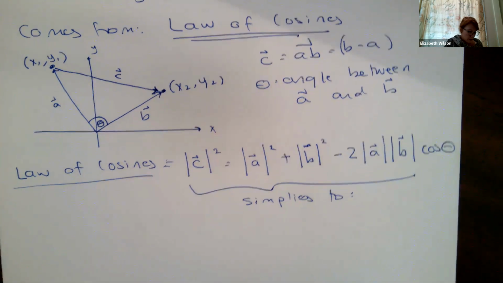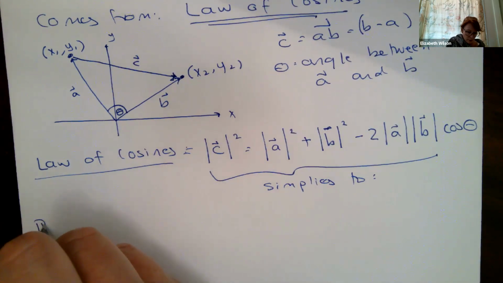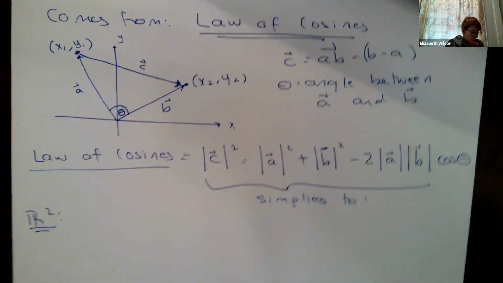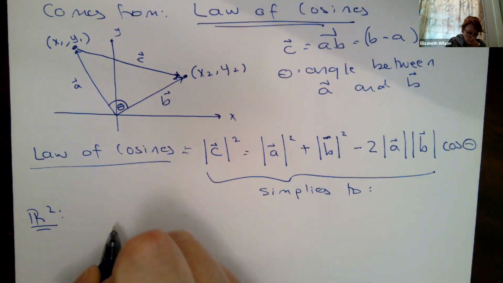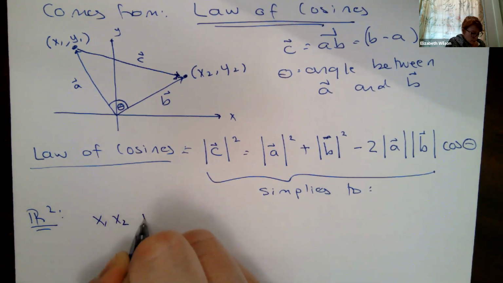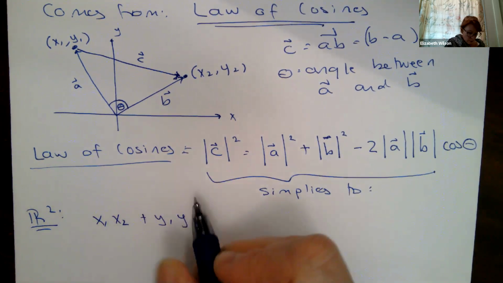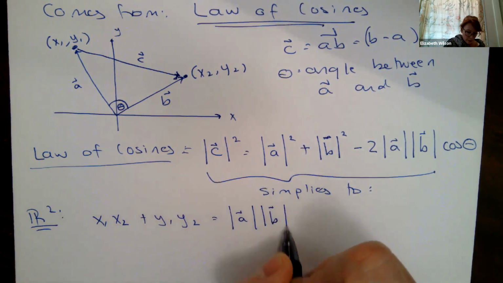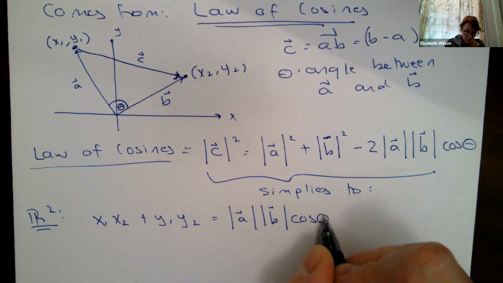It's going to simplify to this. I'm going to first do it in R2. So this thing is going to simplify to x1 x2 plus y1 y2 equals the magnitude of A times the magnitude of B cosine of theta.